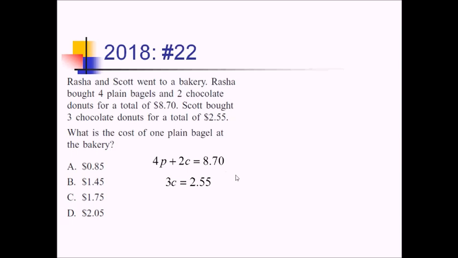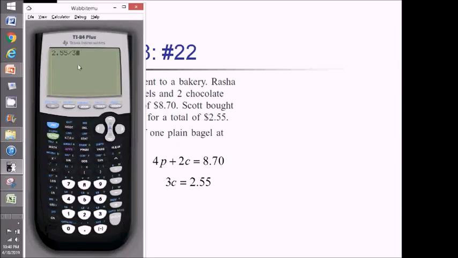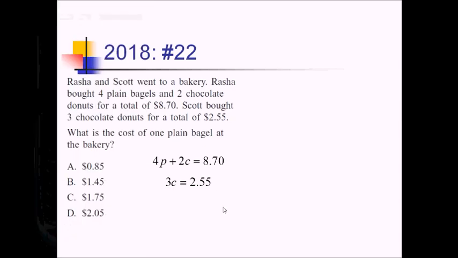All right, let's go ahead and solve this now. This is actually a pretty easy system of equations because we already have a variable all by itself, or pretty close to by itself, in one of these equations. So we can just solve for C right away by dividing 2.55 by 3, which I will do on the calculator. So there we go, 2.55 over 3 gives us 85 cents for a chocolate donut. And now we're going to use that to figure out the price of a bagel.